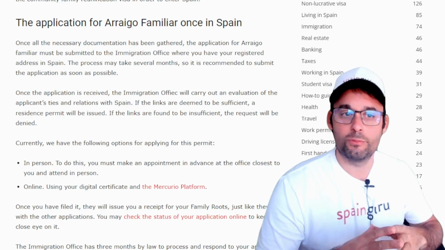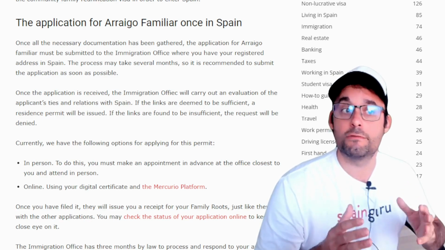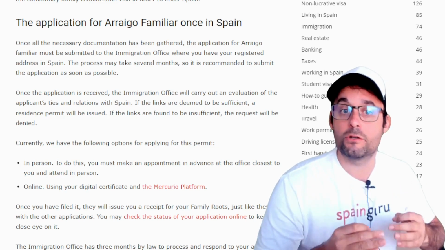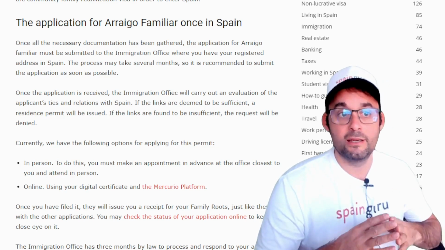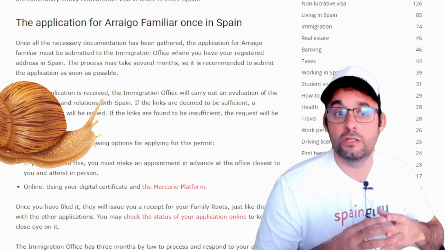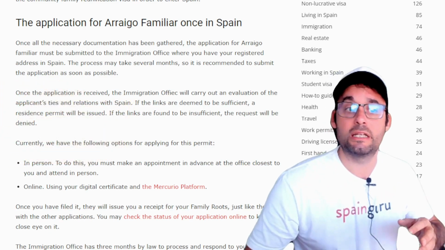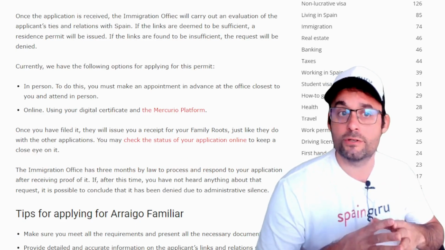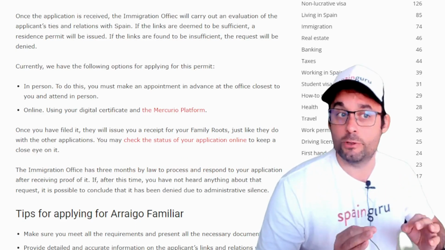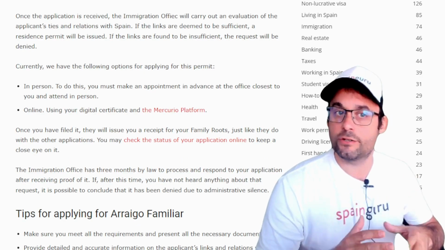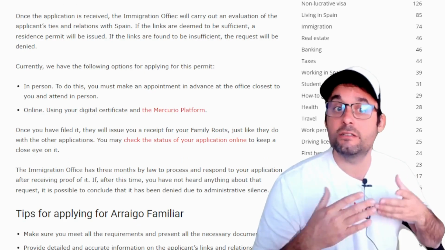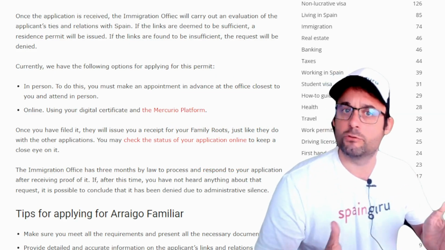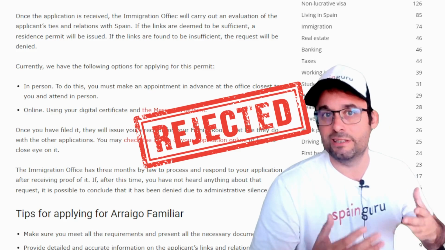Once all the necessary documentation has been gathered, the application for Arraigo Familiar must be submitted to the immigration office where you have your registered address in Spain. The process may take several months, so it is recommended to submit the application as soon as possible. Once the application is received, the immigration office will carry out an evaluation of the applicant's ties and relations with Spain. If the links are deemed to be sufficient, a residence permit will be issued. If the links are found to be insufficient, the request will be denied.